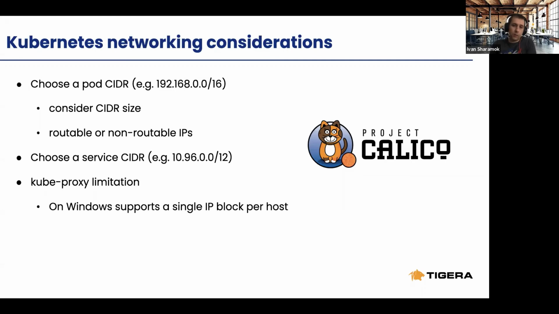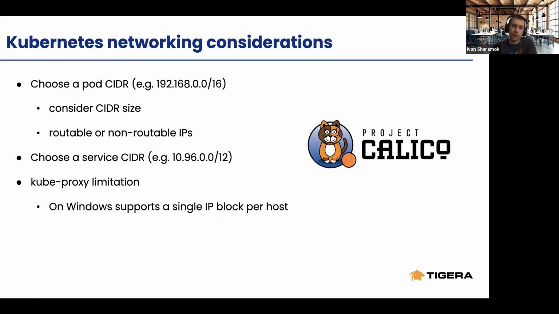The service CIDR is another consideration. Here you can see the values: for the pod CIDR it's 192.168, and for the service CIDR 10.96. Those are defaults. In fact, kubeadm, the tool that I'm going to be using to set up the Kubernetes cluster, uses them by default, and Calico is configured with those default values as well. One note here is that kube-proxy has a limitation on Windows. It can handle only a single IP block per host. The Kubernetes domain in general is very fluid, so things are changing rapidly in there.